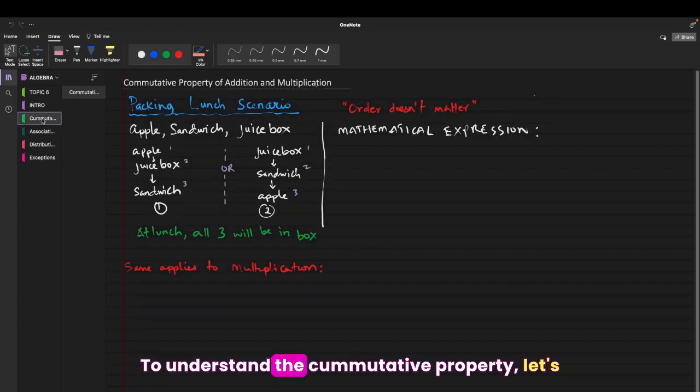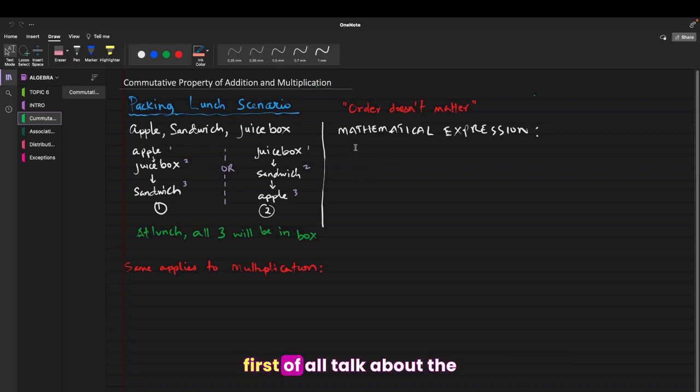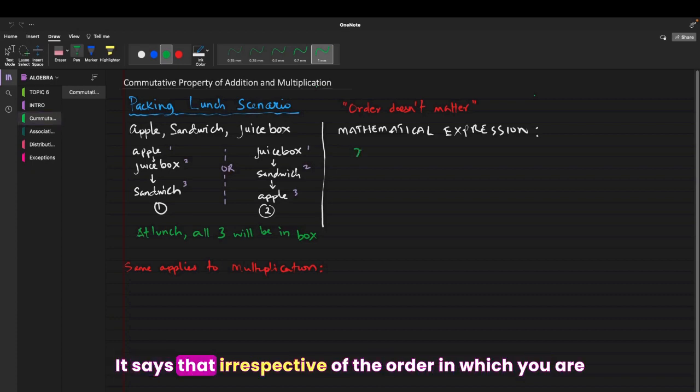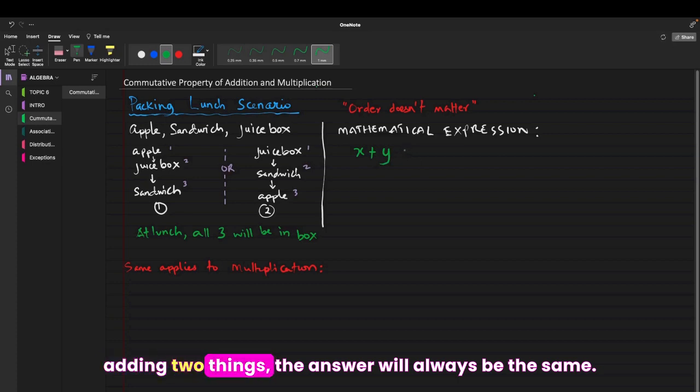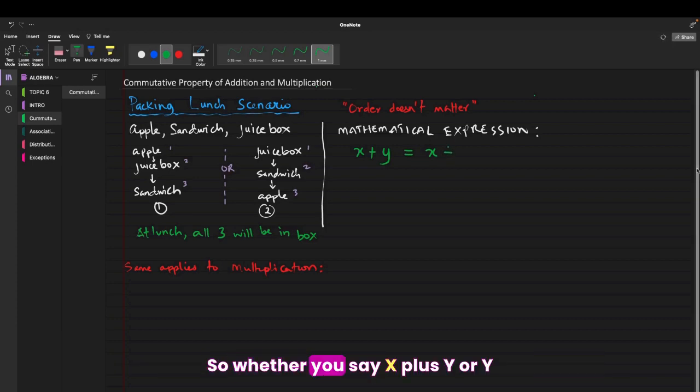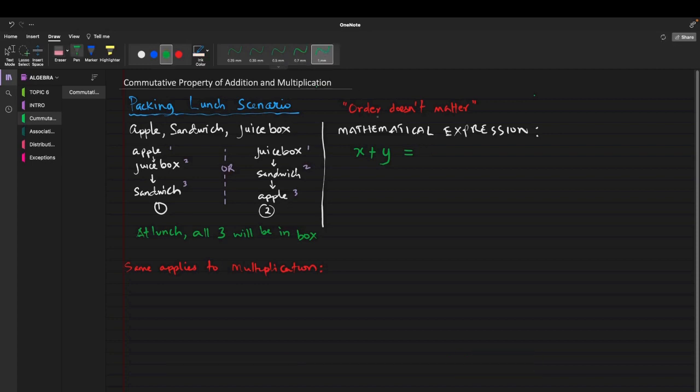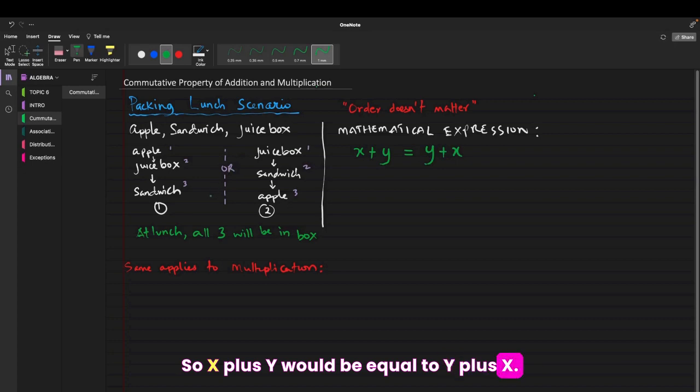To understand the commutative property, let's first of all talk about the mathematical expression that represents it. It says that irrespective of the order in which you are adding two things, the answer will always be the same. Okay, so whether you say x plus y or y plus x, the answer will always be the same. In other words, the order doesn't matter. So x plus y would be equal to y plus x.